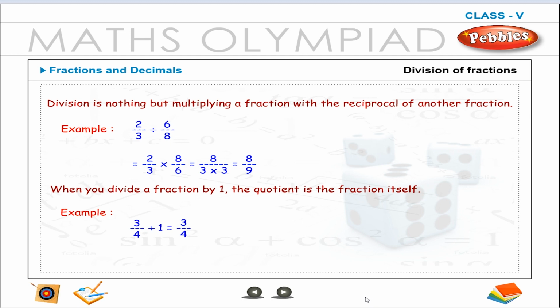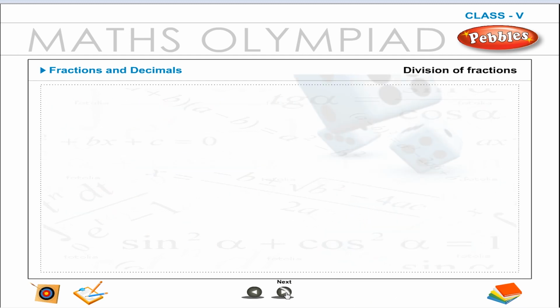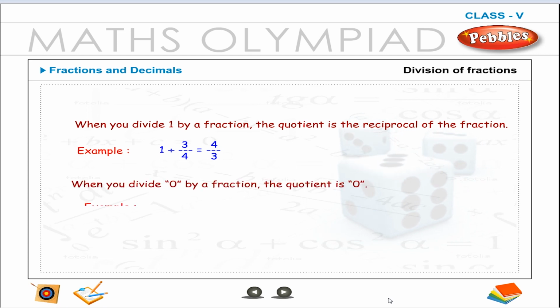When you divide a fraction by 1, the quotient is the fraction itself. Example, 3 by 4 divided by 1 is equal to 3 by 4. When you divide 1 by a fraction, the quotient is the reciprocal of the fraction. Example, 1 divided by 3 by 4 is equal to 4 by 3. When you divide 0 by a fraction, the quotient is 0. Example, 0 divided by 3 by 6 is equal to 0.